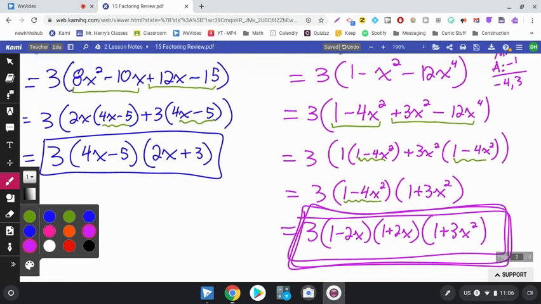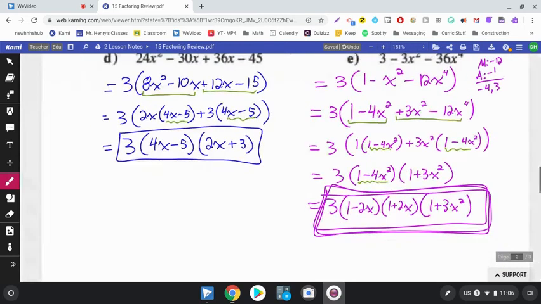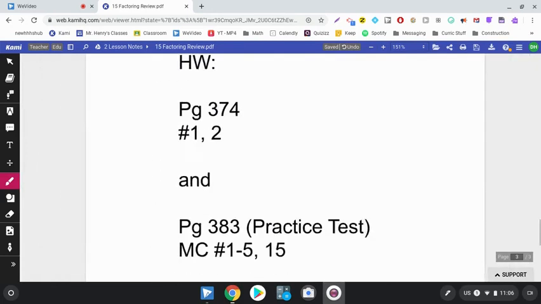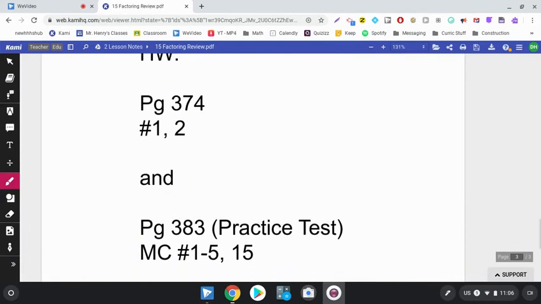So there you go. That's 5 factoring questions ranging from what I'd say is pretty easy to this last one, which is really, really tough. But we're good to go. So what I'm going to leave you with is some homework. Page 374, 1 and 2, all of the questions. That'll be a really solid way to go through factoring and practice some variety of factoring questions. Okay, and then on page 383, there's the practice test for factoring. Just the multiple choice. I want you to do 1 to 5 and 15. And then I would tell you to just skip the rest and don't even bother looking at them.